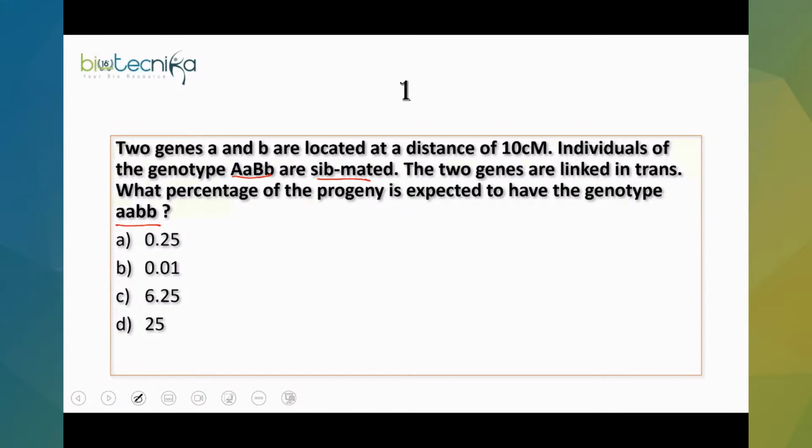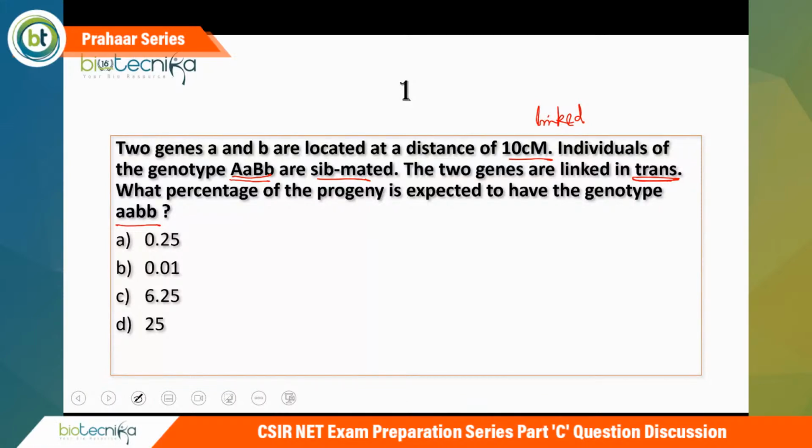Now the genotype is given here, but when we are talking about genes which are linked, say the distance between the genes is 10 centimorgan, it means the genes are linked. And if the genes are linked, then it becomes important that we find out which alleles of the genes are present together on the same chromosome. So now it is mentioned that the two genes are linked in trans. Trans and cis are the two ways in which linked genes can exist.